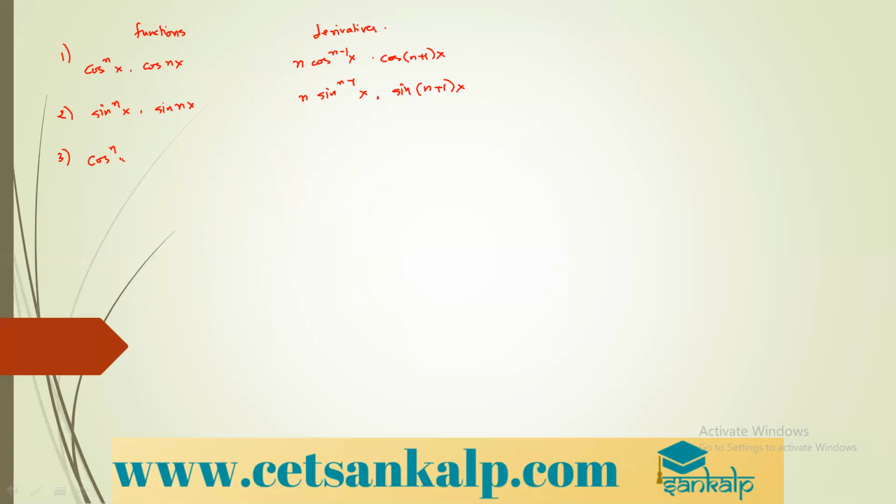Then cos^n x into sin nx: the derivative will be negative, minus n cos^(n-1) x into sin^(n+1) x. The next is sin^n x into cos nx: minus n into sin^(n-1) x into cos of (n+1)x.